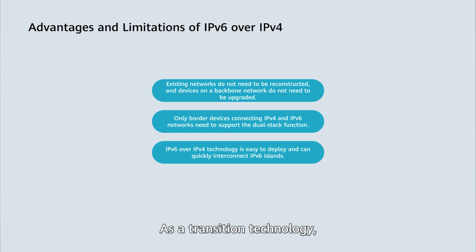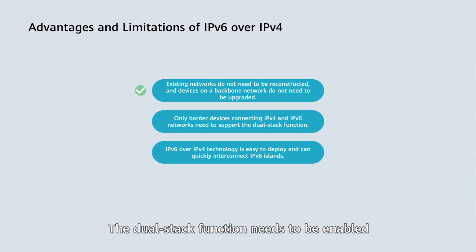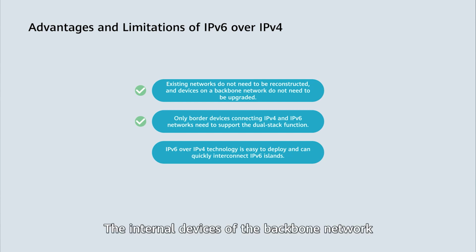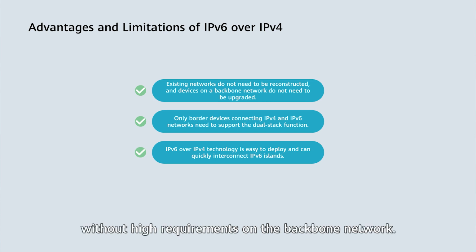As a transition technology, IPv6 over IPv4 makes full use of the existing networking. The dual stack function needs to be enabled only on the border devices of the IPv4 and IPv6 networks. The internal devices of the backbone network do not need to be upgraded. This technology is easy to deploy and can quickly interconnect IPv6 islands without high requirements on the backbone network.